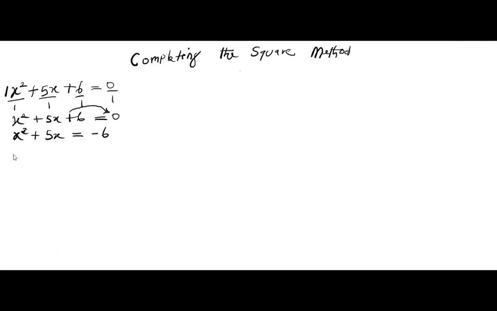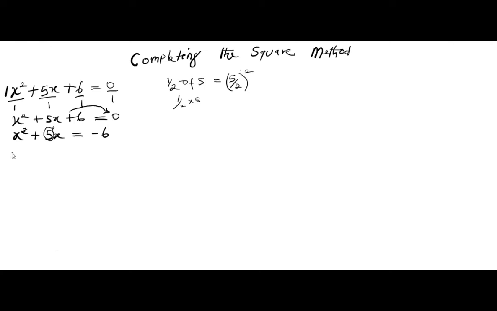Alright, the next step is to take half of the coefficient of x, and the coefficient of x is 5. So we take half of 5. Half of 5 is the same thing as saying 5 divided by 2, because here we have 1 over 2 times 5. They're saying 5 over 2. So half of coefficient of x, square it and add it to both sides.